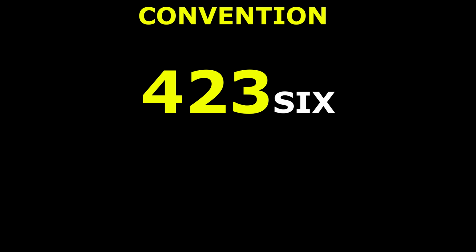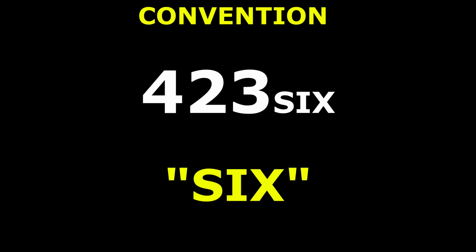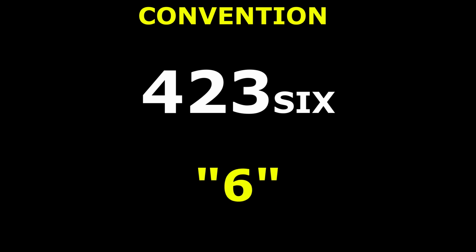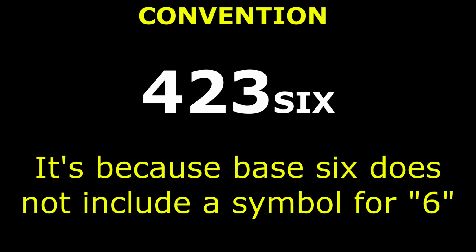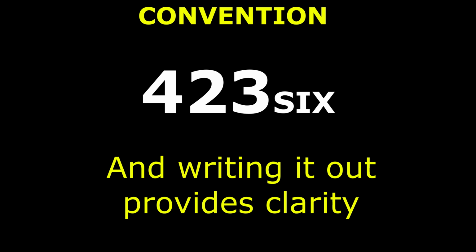Let's adopt a convention to clarify the base of the numbers we're working with. From now on, we'll write base 6 numbers with a notation like 4, 2, 3, in larger letters, and the word 6, in subscript, to indicate the base explicitly. Why write the word 6 instead of using the digit 6? It's because base 6 doesn't include the symbol for 6, and writing it out provides clarity.